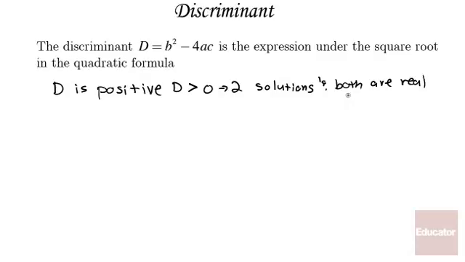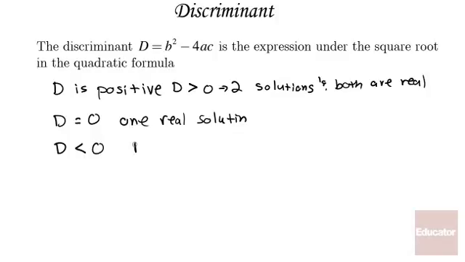Both are real solutions. If the discriminant equals 0, you get one real solution. Actually, technically, you get two solutions, but they are the same. This is the situation with the double root, so only one unique solution. If the discriminant is negative, if the discriminant is less than 0, there are no real solutions. So there are solutions, but they are not real numbers.